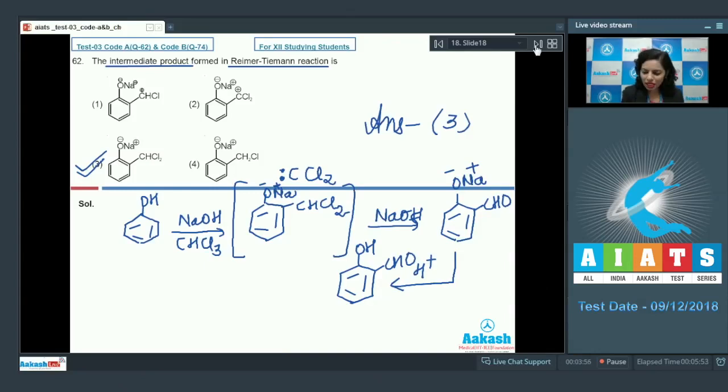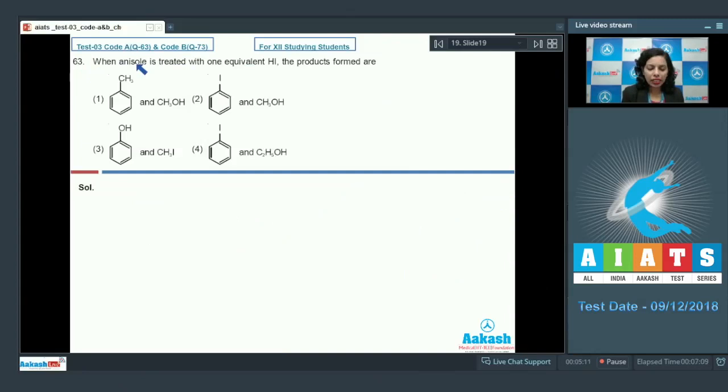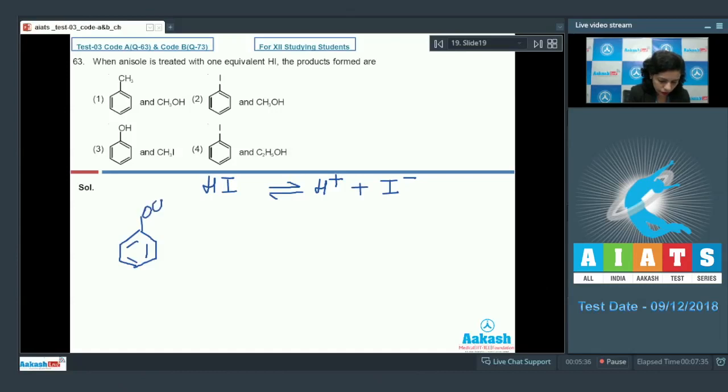Now, after this, question number 63. When anisole is treated with one equivalent of HI, the product formed is R. So in this case, the reagent is HI. So we have the two species here, and anisole, that's an ether. In the first step, there's the attack of this H plus ion and the formation of the intermediate product.